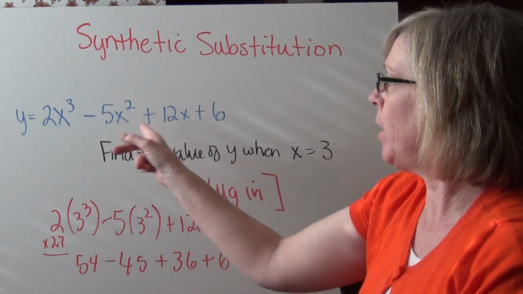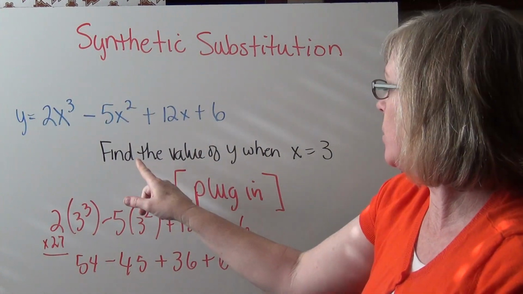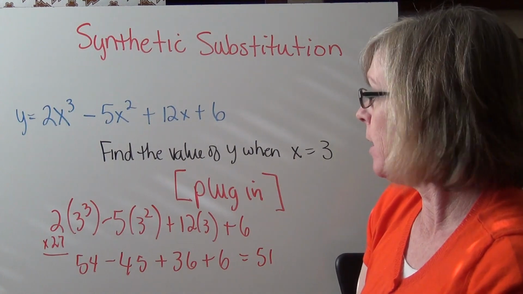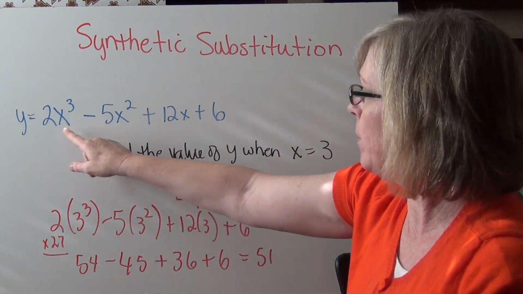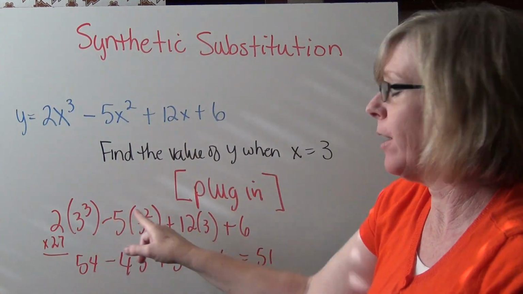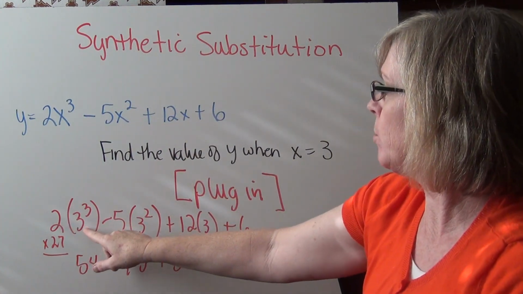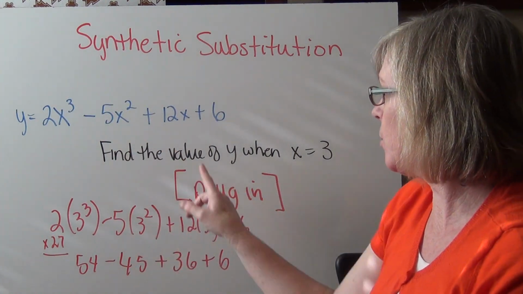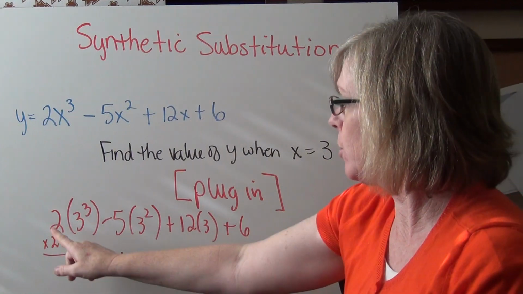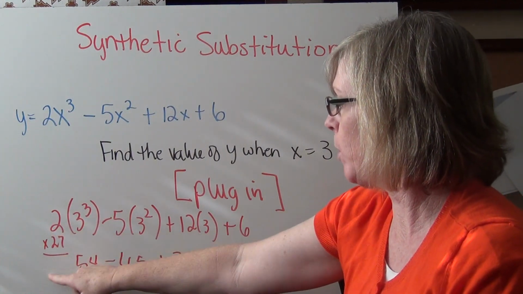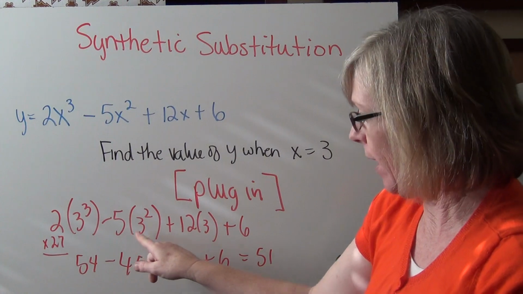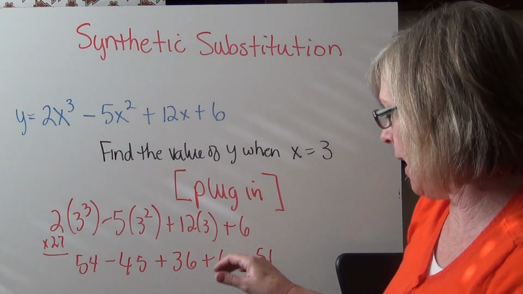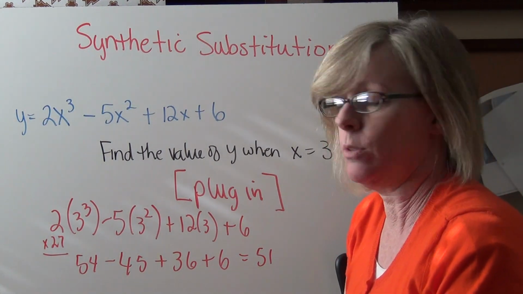So let's imagine that we have a polynomial expression and you are being asked to find the value of y when x equals 3. That is simply a plug-in problem. So the old way would be to say, well, every place that I see this x, I'm going to plug in a 3. So I would do 2 times 3 to the third power minus 5 times 3 to the second power plus 12 times 3 plus 6. And I would do, let's see, 3 to the third power is 27, so I multiply, I get 54 minus 5 times 9 is 45, 12 times 3 is 36, and I work this all out and I come up with 51 as my answer, okay?